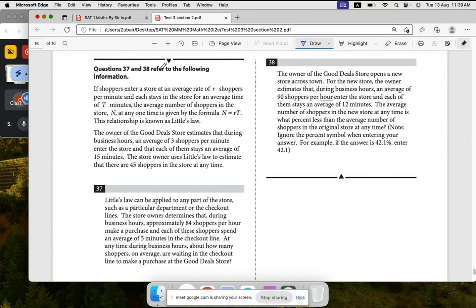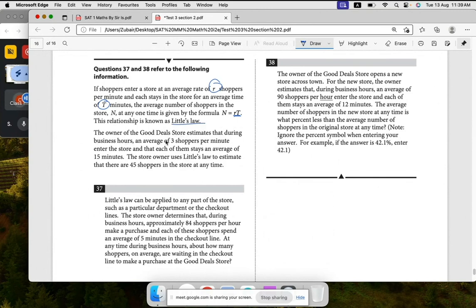Questions 37 and 38 refer to the following information. If shoppers enter a store at an average rate of R shoppers per minute and each stays in the store for an average time of t minutes, the average number of shoppers in the store, n, at any time is given by n equals R t, R per minute and t minutes. So this relationship is known as Little's Law.